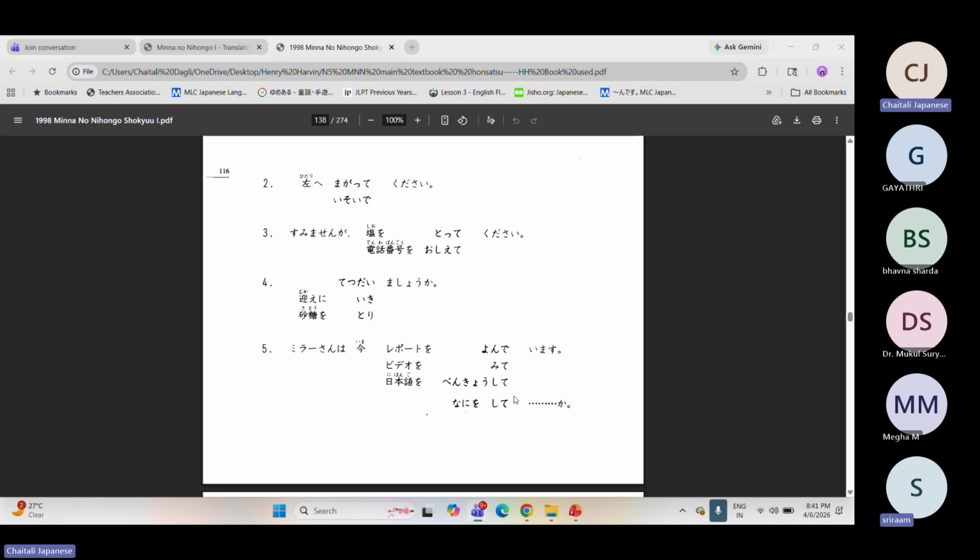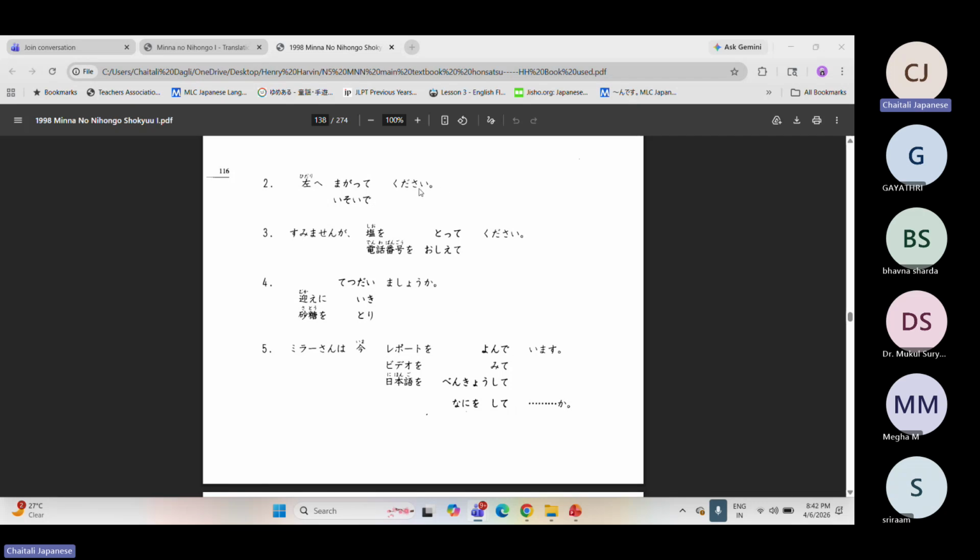Okay. Perfect. Has everybody understood the sentence patterns? You'll get a clearer idea when we actually read the sentences. Okay. So second way, first one I'm reading. Hidari e magatte kudasai. So please take a left. Magarimasu is to turn. Hidari is left. So please turn to the left.